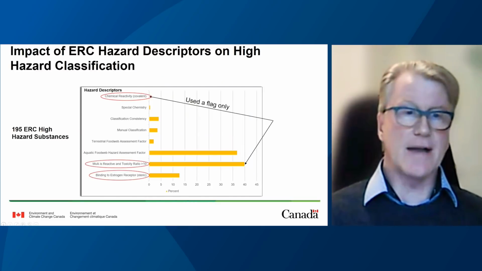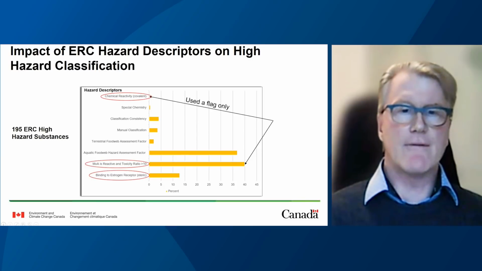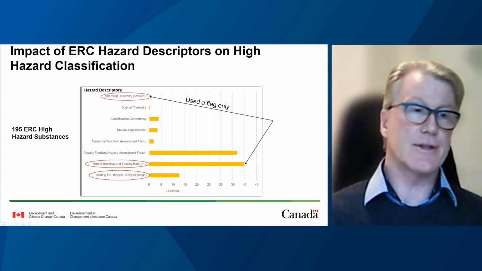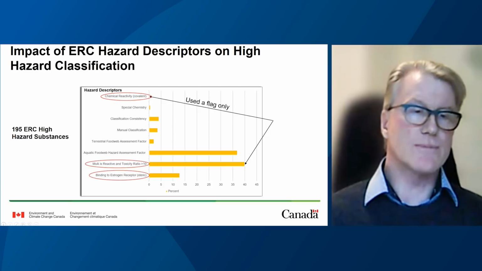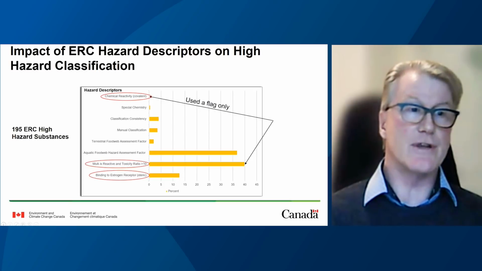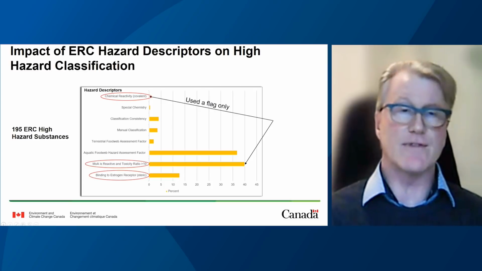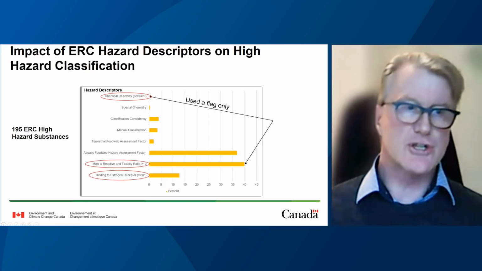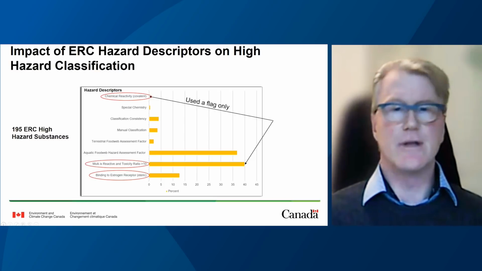And just the impact of that: mode of action and estrogen receptor binding were among the, I guess, very important hazard factors that determined the high concern aspect or outcomes of these 195 high hazard substances. So 195 of the 640 turned out to be just high hazard, not high risk necessarily, but high hazard.